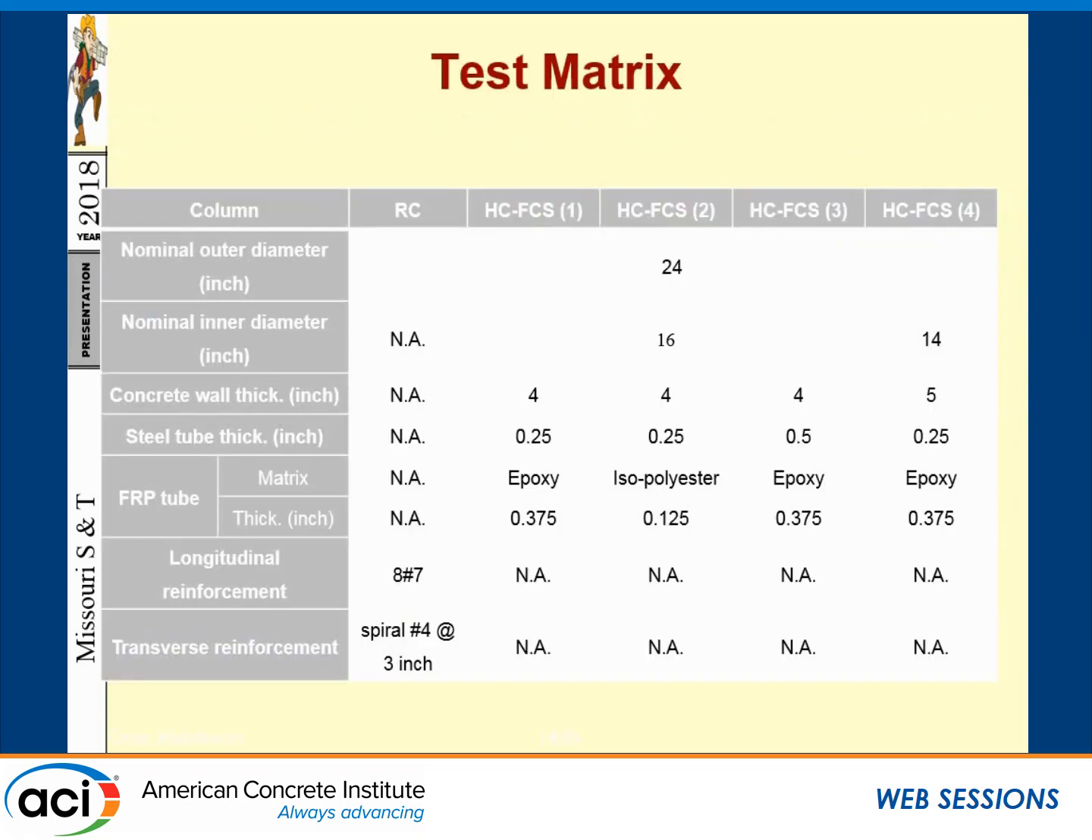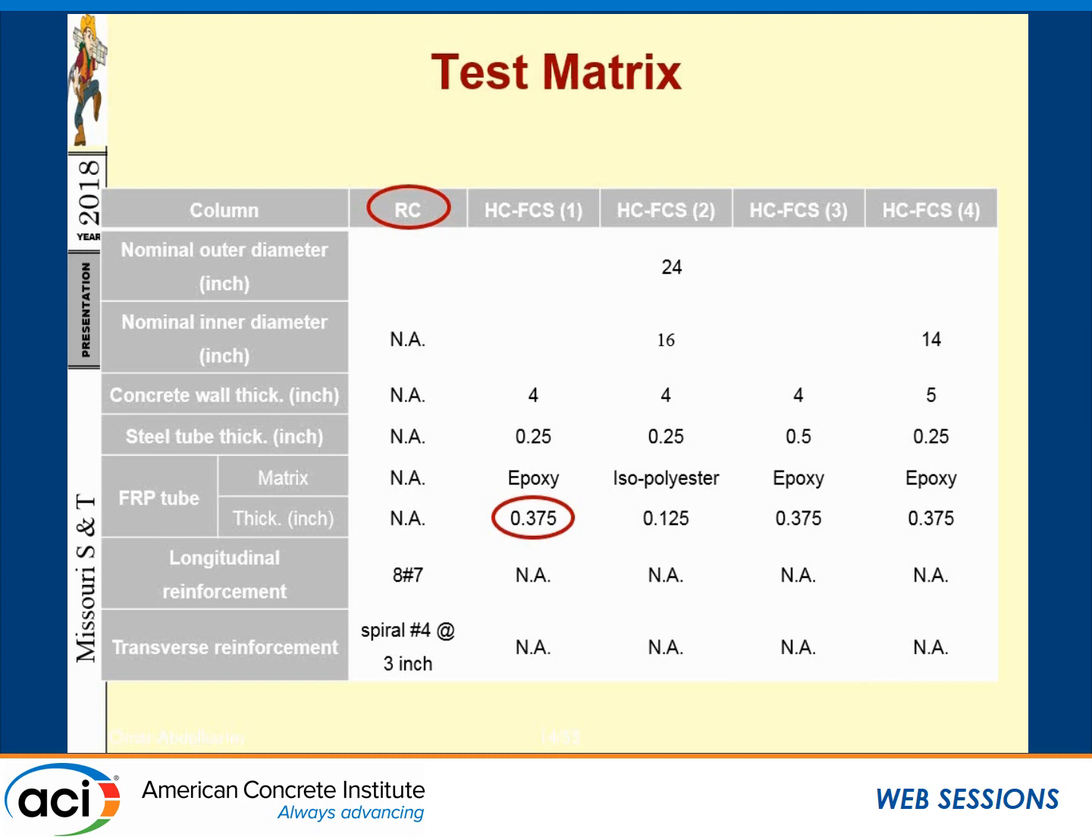As I mentioned, we have two phases of this project. This is the set in the first phase, 5 columns. The first one is reinforced concrete, and then 4 different hollow core columns. We look at different parameters. The first one, as I mentioned, is our reference. So this is the reinforcement: we have a number 4 spiral at every 3 inches, and then we have 8 number 7 bars.